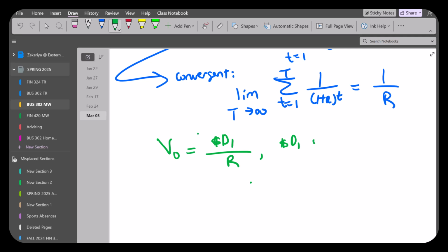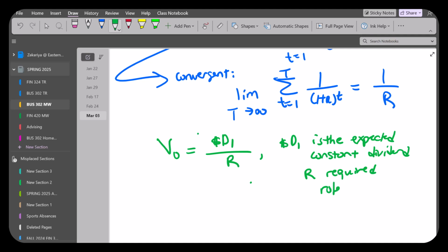And dollar D1 is the expected constant dividend, and R is the required rate of return. All right. So if I tell you that D1 is 10 and R is 10%, what is the value of that preferred stock?